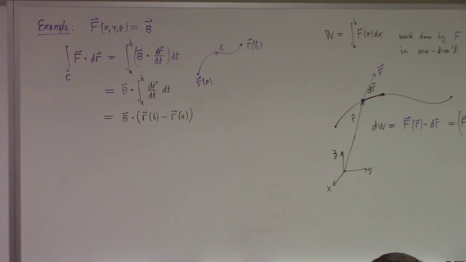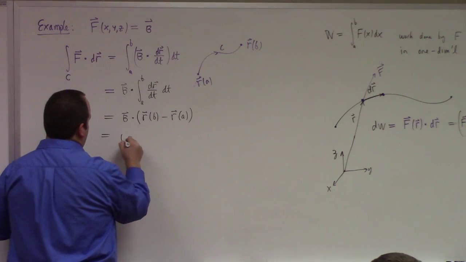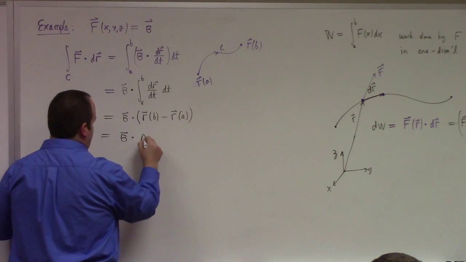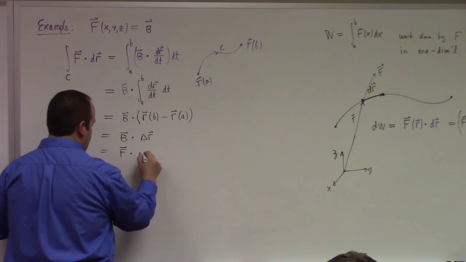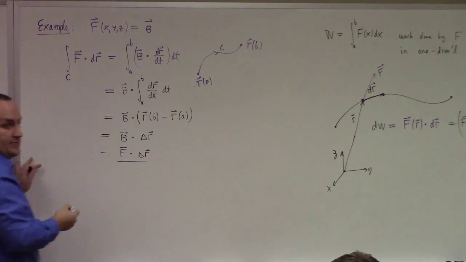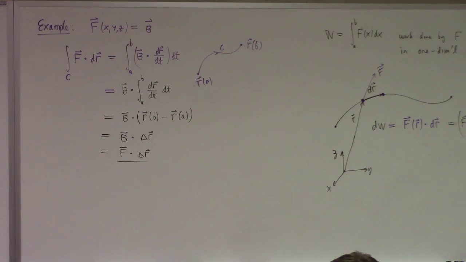So what is that? Well, that's exactly B dot the displacement in r. In other words, it's the force dot the displacement. Check it out. It actually does, in fact, reproduce force dot displacement in the case of a constant vector field, like I would hope it would, because it's generalizing this idea. Yeah?